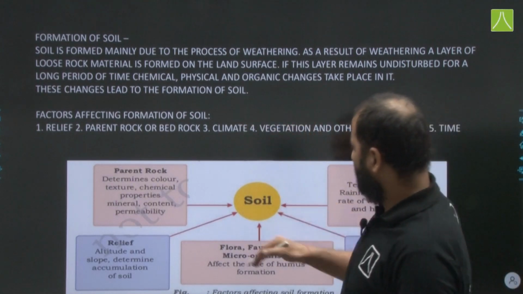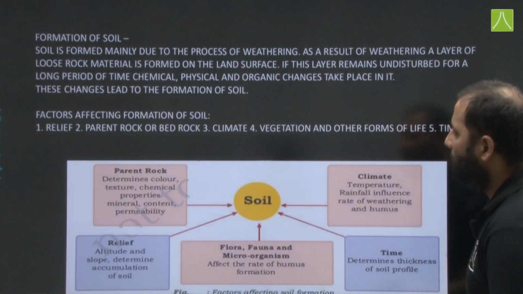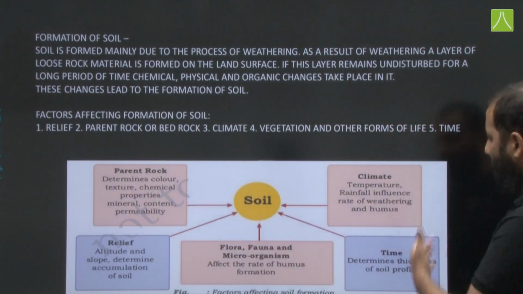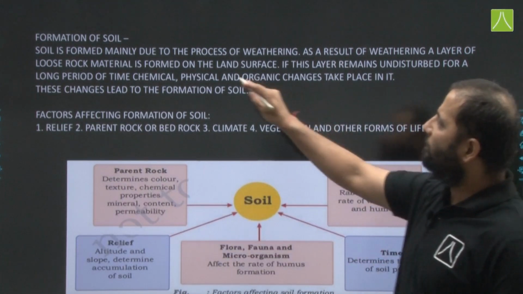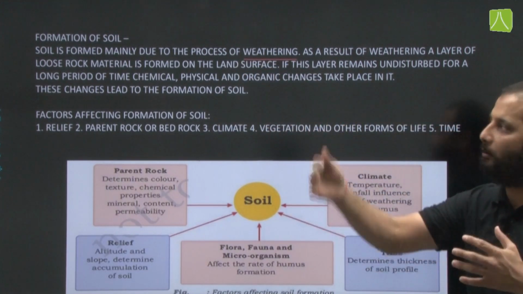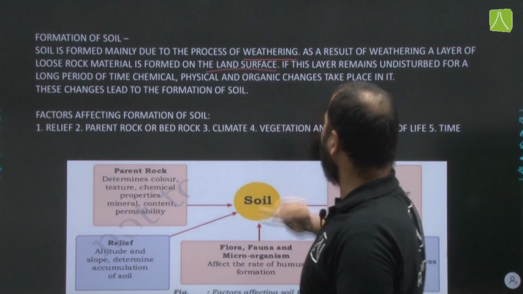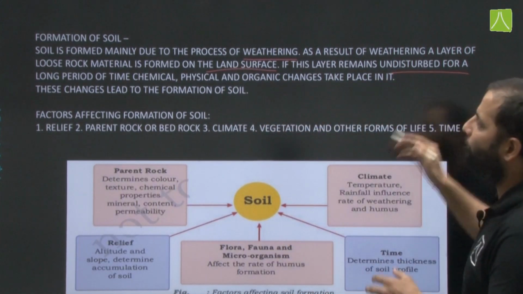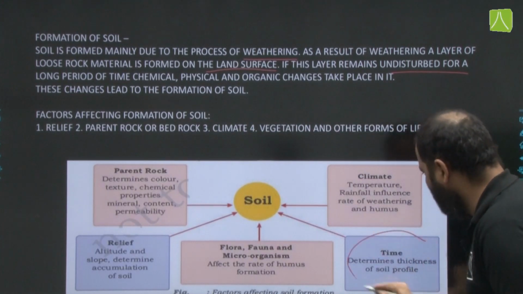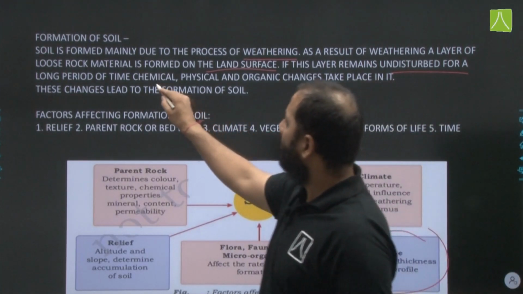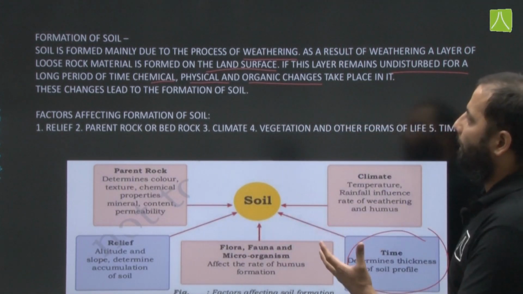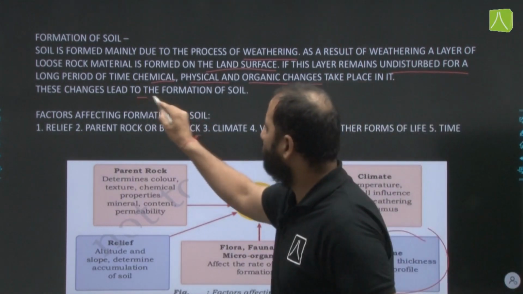Now, formation of soil, this is again from your NCERT: parent rocks, relief, flora, fauna and microorganisms, climate as well as time. Soil is formed mainly due to the process of weathering. As a result of weathering, a layer of loose rock material is formed on the land surface. This layer remains undisturbed for a long period of time. Therefore, time is also an essential factor here. Chemical, physical and organic changes take place in that, and these changes lead to the formation of soil.